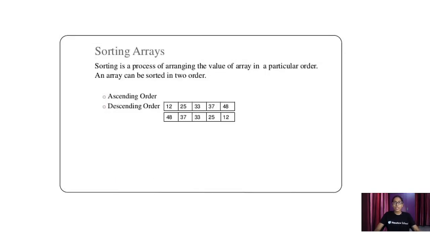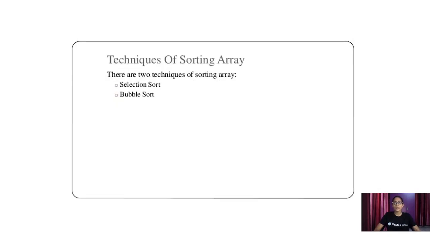Now, sorting an array is just the process of arranging the values in a particular order. Sorting means to arrange the particular elements or values in a proper order. Okay. Now, the order can be ascending or descending. The techniques used for sorting arrays are selection sort and bubble sort.